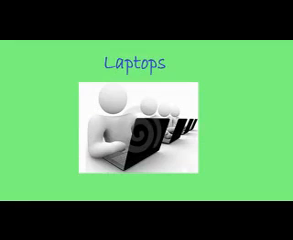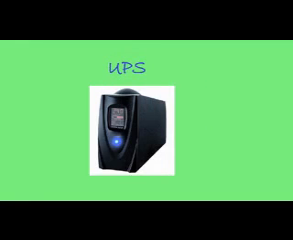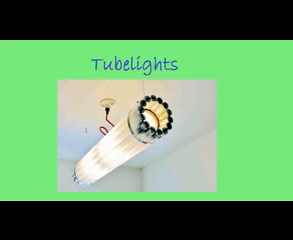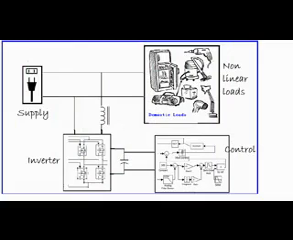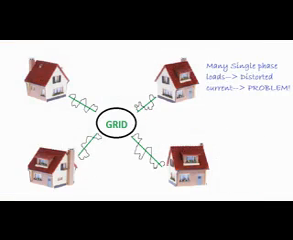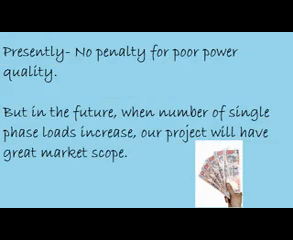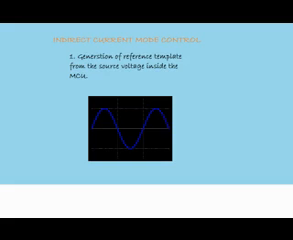Proliferation of power electronic devices like laptops, UPS, tube lights, ballasts, etc. has led to contamination in our power system. Loads draw distorted non-sinusoidal currents from the utility and they are an indication of poor power quality. This power quality can be improved by making the source current sinusoidal. Hence, we have designed a static compensator which will supply the out-of-phase non-sinusoidal component of the load current, due to which the source will supply a pure sine current.